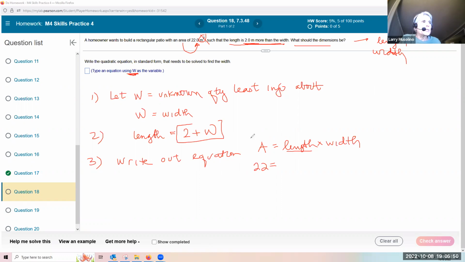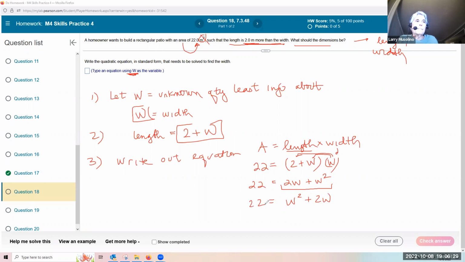All right, what about the length? The length we labeled is 2 plus w. And what about the width? Well, we call the width w. All right, we're going to have to solve this equation. Let me go ahead and multiply this w inside the parentheses. So it's going to be 22 equals 2w plus w squared. I'm going to reverse this order just because we usually put w squared in front. So I'm going to write it as w squared plus 2w equals 22.